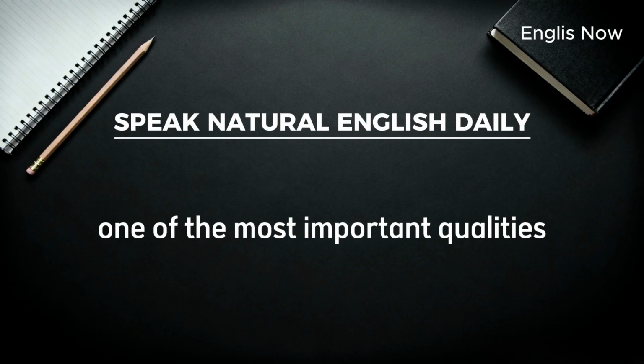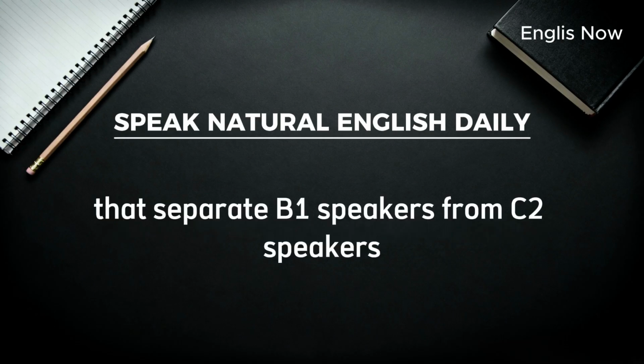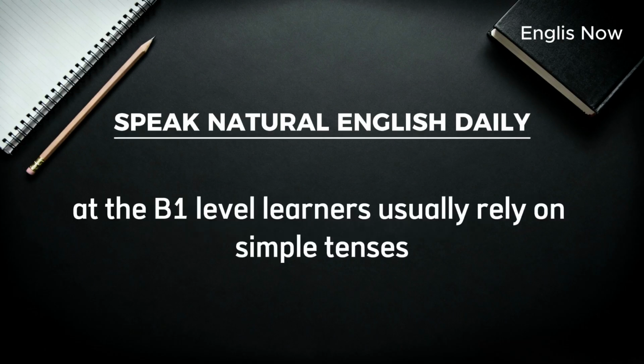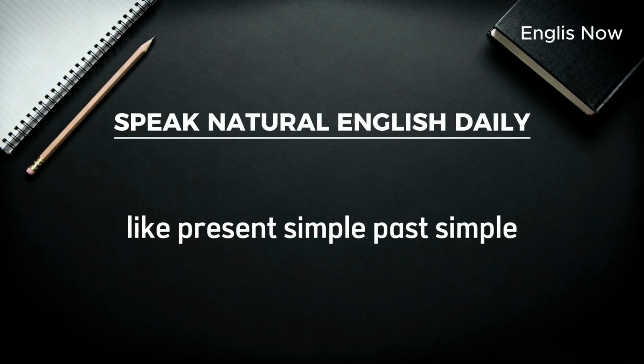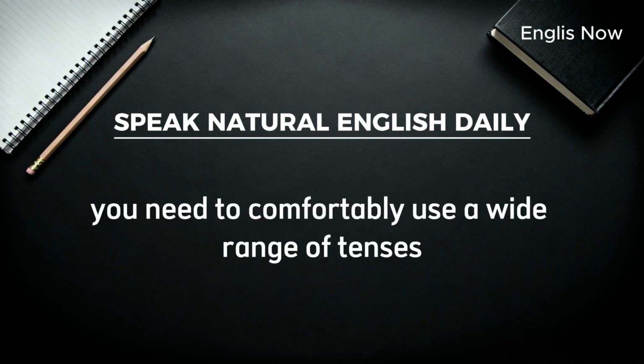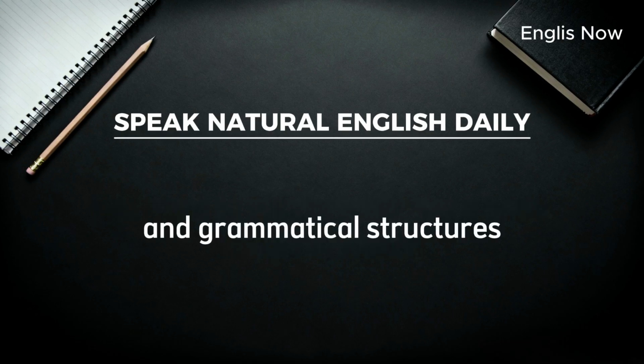One of the most important qualities that separate B1 speakers from C2 speakers is flexibility with grammar. At the B1 level, learners usually rely on simple tenses like present simple, past simple, and future simple. At C2, however, you need to comfortably use a wide range of tenses and grammatical structures.